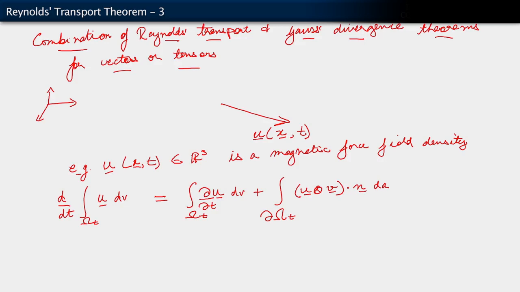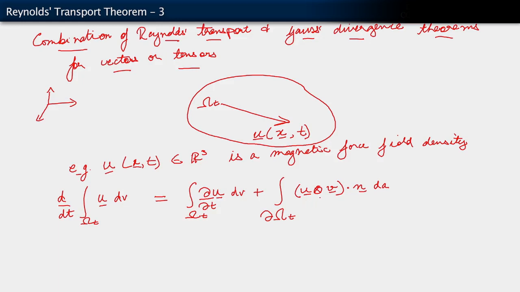Okay, so what's happening is that we have our domain omega t. In order to know how the total magnetic force field is varying over some region in space, what we need to do is integrate that density over the volume, and then also account for how this particular quantity integrates up over the surface.